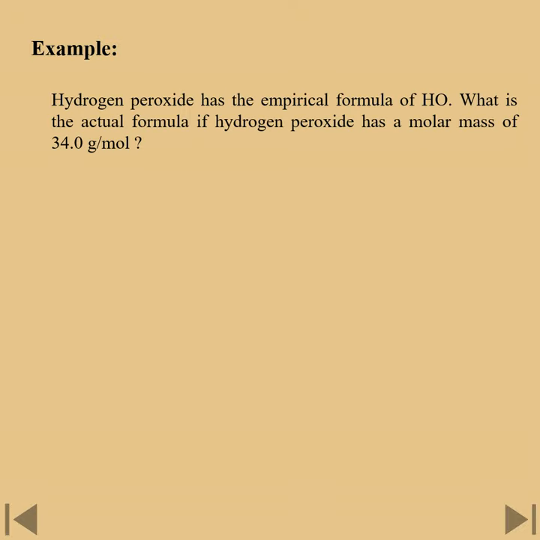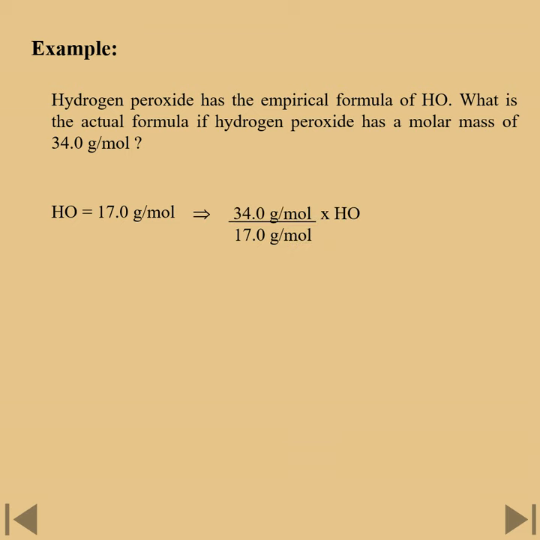So I mentioned that the empirical formula of hydrogen peroxide is HO, and we're told that the actual formula of hydrogen peroxide has a molar mass of 34 grams per mole. So we're going to take that actual molar mass of 34.0 grams per mole and divide by the empirical molar mass, and the empirical molar mass is 17.0 grams per mole. So I think we're already seeing that there's 2 HOs that are going to go into this.